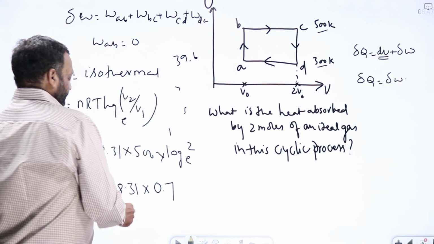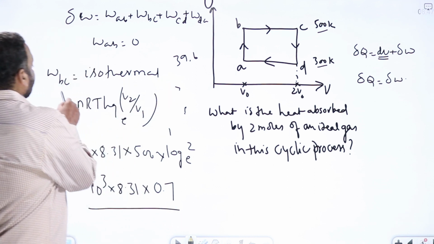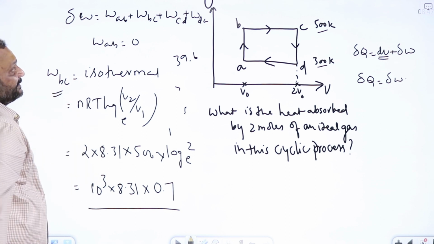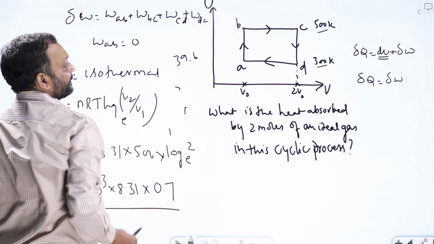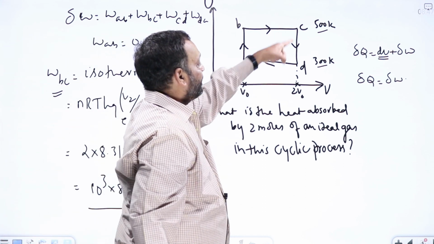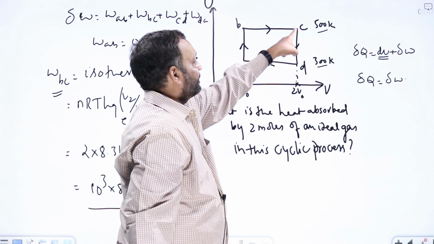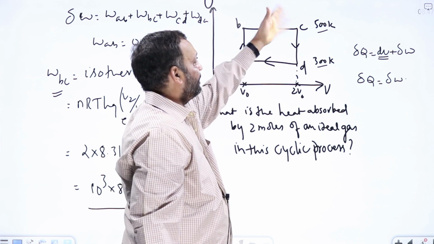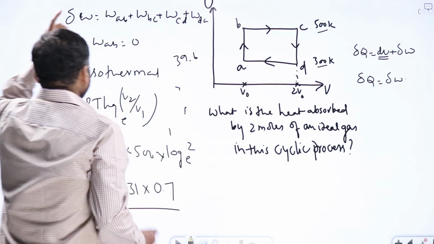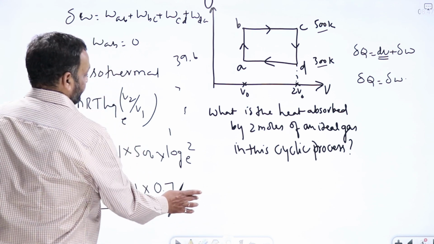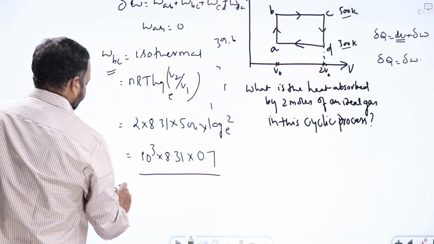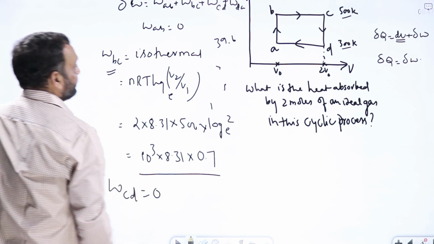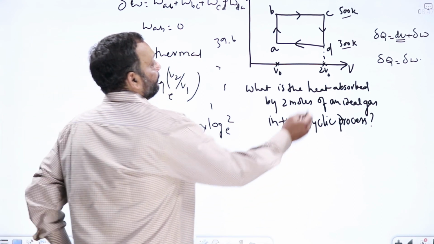Okay, so simplify this, you'll get W_BC. Okay, next one. W_CD, what type of process is it again? In CD here also, volume is remaining constant, that is a constant volume isochoric process. Work done W_CD will be equal to 0. So W_CD is 0.